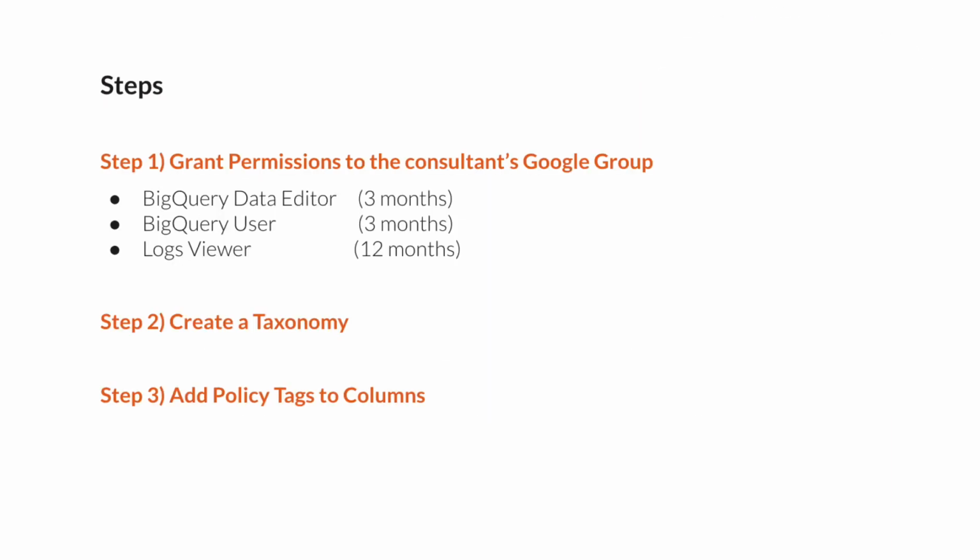So we're going to walk through this in 3 steps. The first step is to grant permissions to the consultants at the project level, exactly like we reviewed in the first video of this series. Once that's complete, we will create a taxonomy, which organizes your policy tags. Then we'll add these policy tags to the columns that we want to hide from the consultant, and we'll run a test to make sure that everything is running properly.